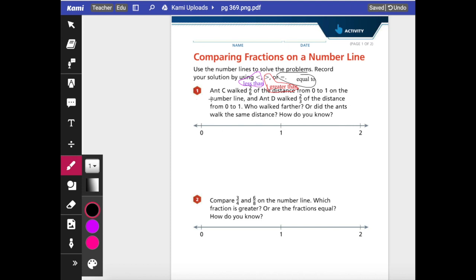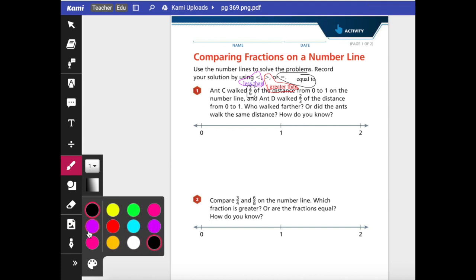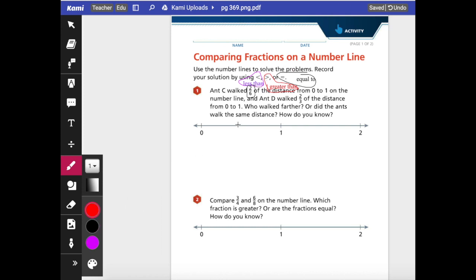So number 1, Aunt C walked 2/6 of the distance from 0 to 1 on the number line, and Aunt D walked 2/3 of the distance from 0 to 1. Who walked farther? Or did the ants walk the same distance? How do you know? So Aunt C walked 2/6 of the distance from 0 to 1. So what I'm going to do is mark up Aunt C for 2/6.